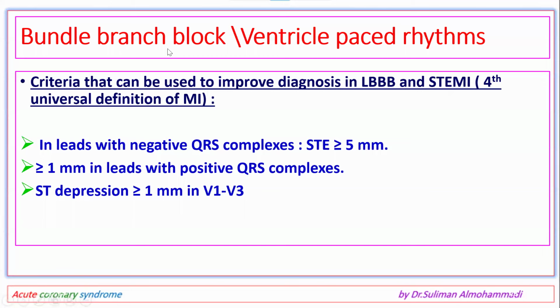fourth myocardial infarction definition. In bundle branch block or paced rhythm, the criteria that we use to improve the diagnosis of ST segment elevation, based on the fourth definition of myocardial infarction, have three criteria for left bundle branch block or paced ventricular rhythm. In a lead with a negative QRS complex, we need ST segment elevation of more than 5 millimeters. But in a lead with a positive QRS complex, we need only 1 millimeter of ST segment elevation to say this is myocardial infarction. But in V1 to V3, which usually have ST segment elevation, if there is any ST segment elevation of 1 millimeter or more, this is equivalent to the diagnosis of myocardial infarction in left bundle branch block.